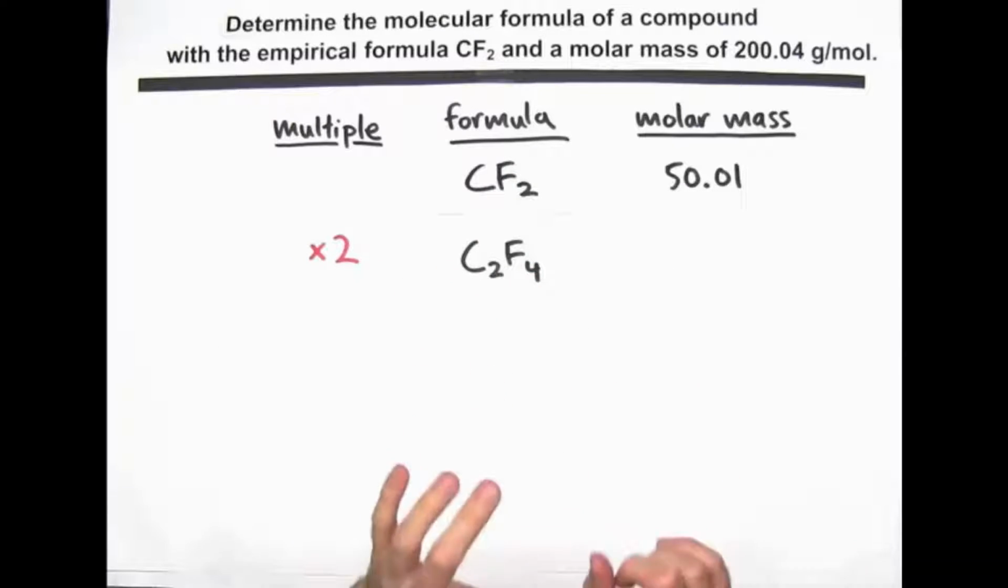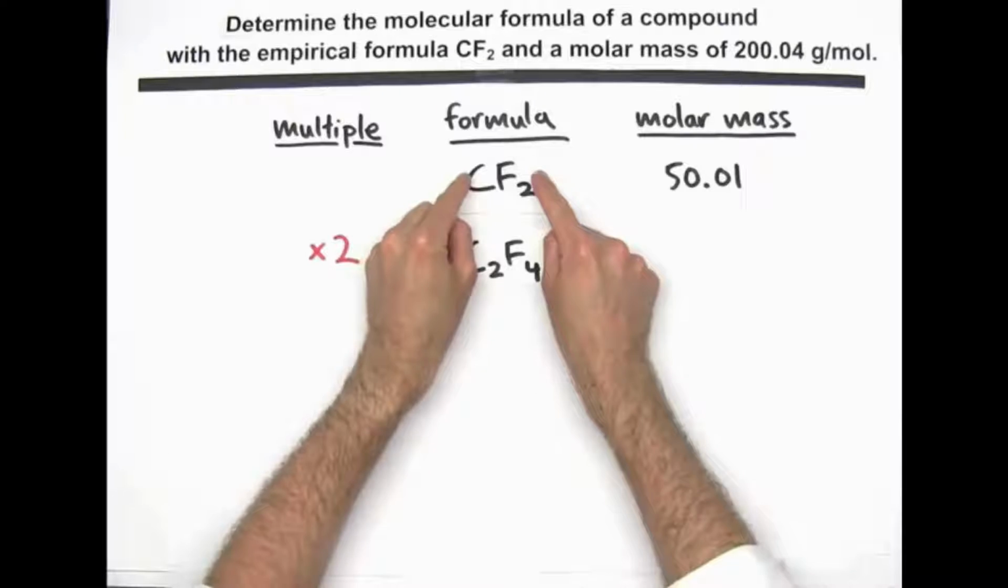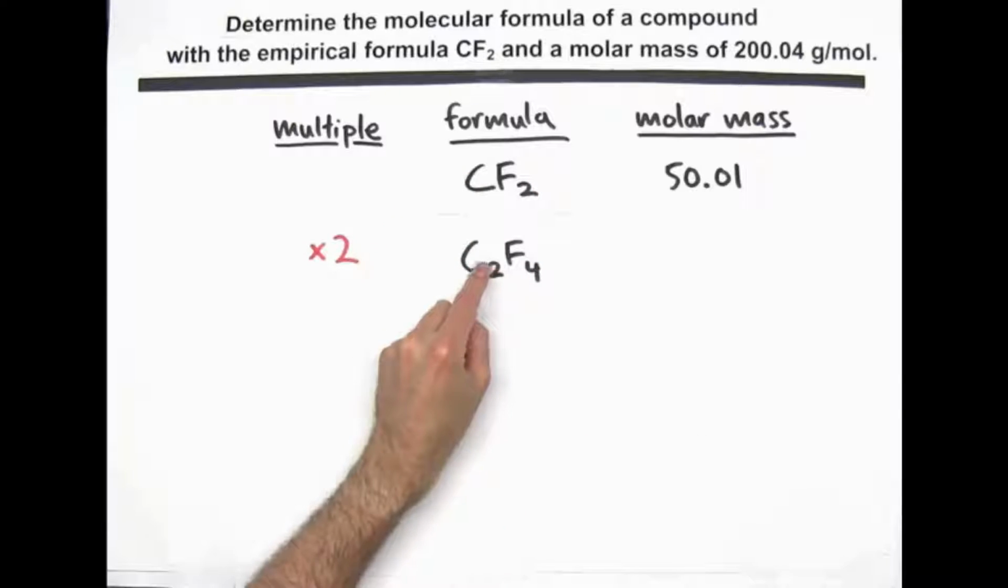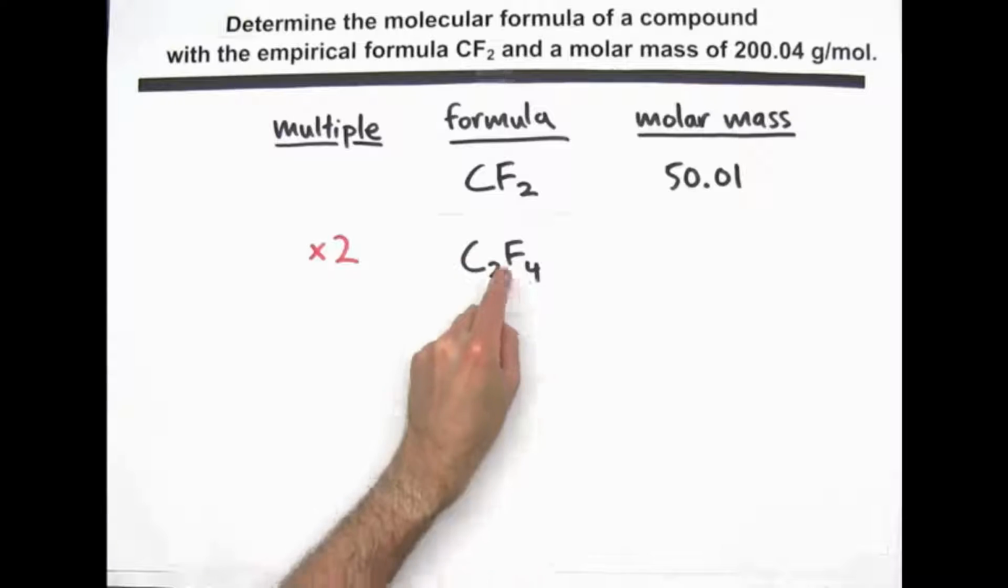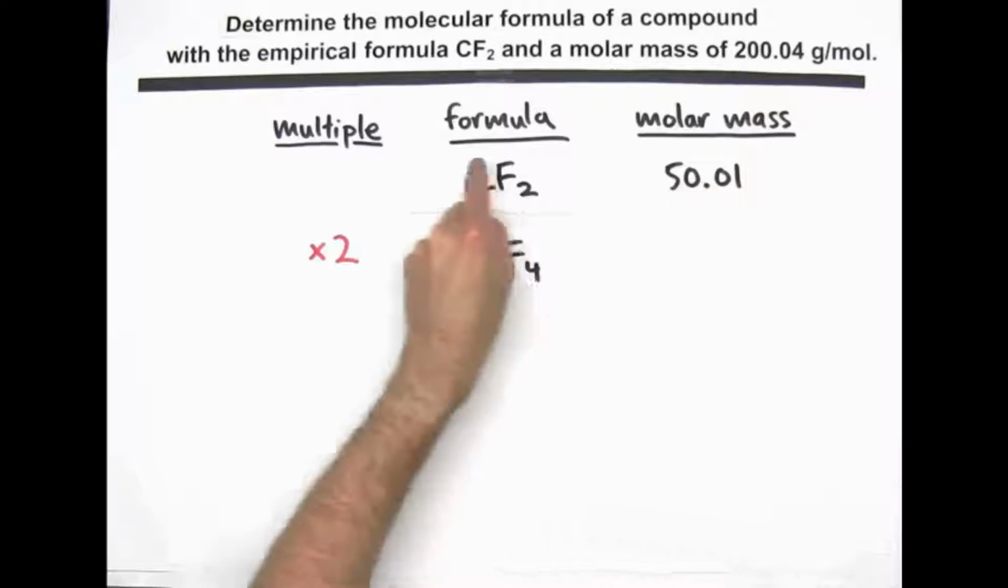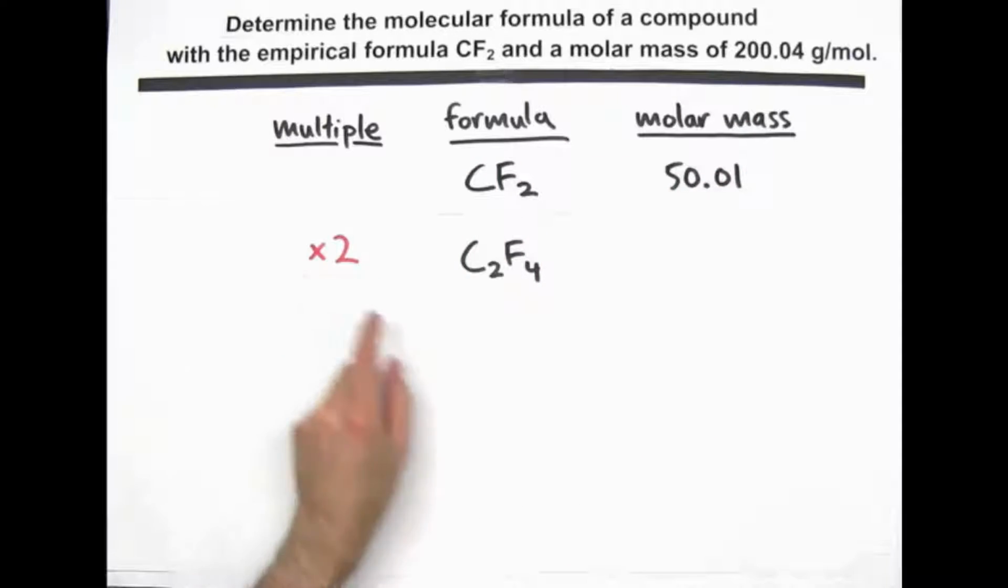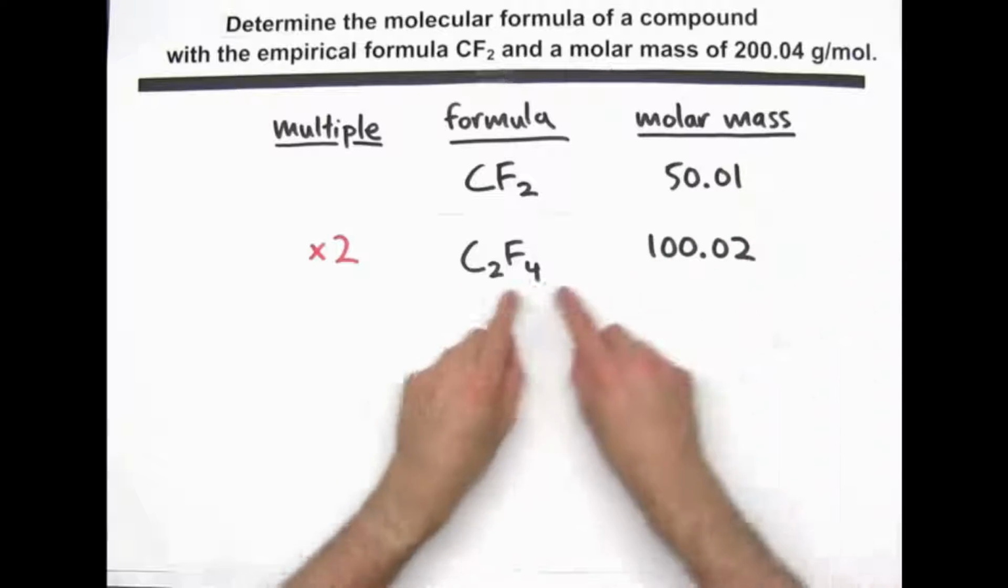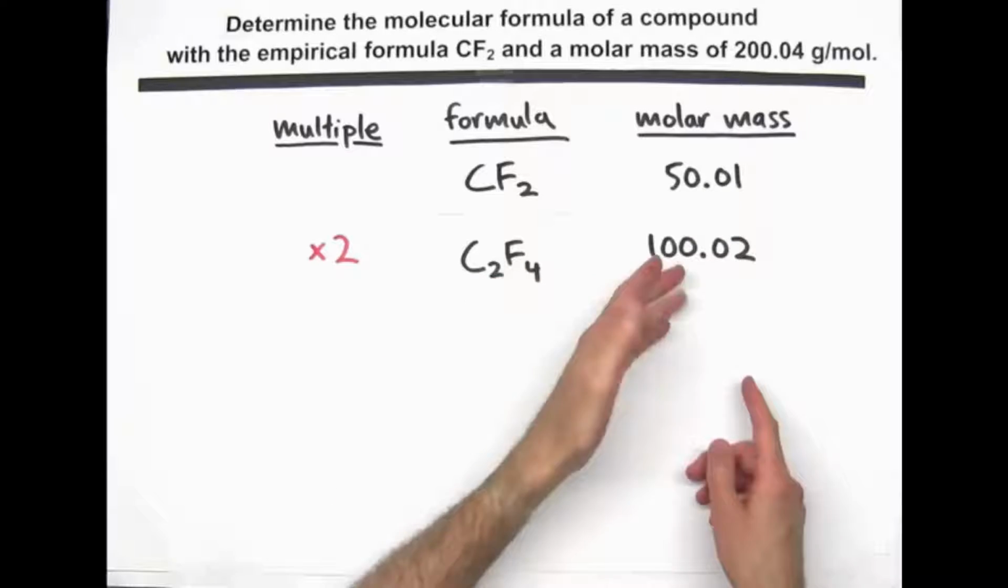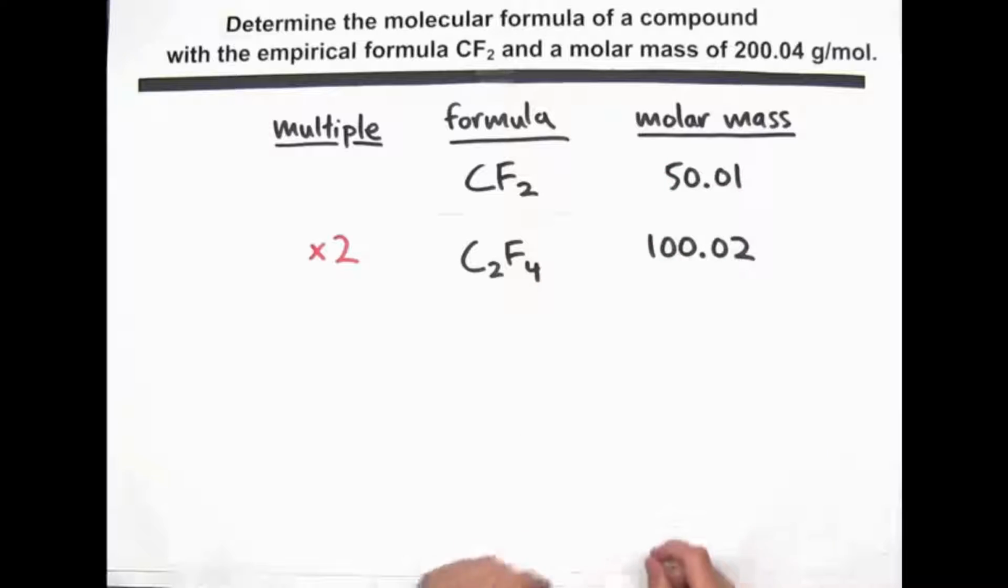It's the same for the molar mass. We take the empirical formula and multiply it by 2 and get this. To find the molar mass of C2F4, we can just take the molar mass of the empirical formula, multiply it by 2, and get the molar mass of C2F4, 100.02, twice what this is.